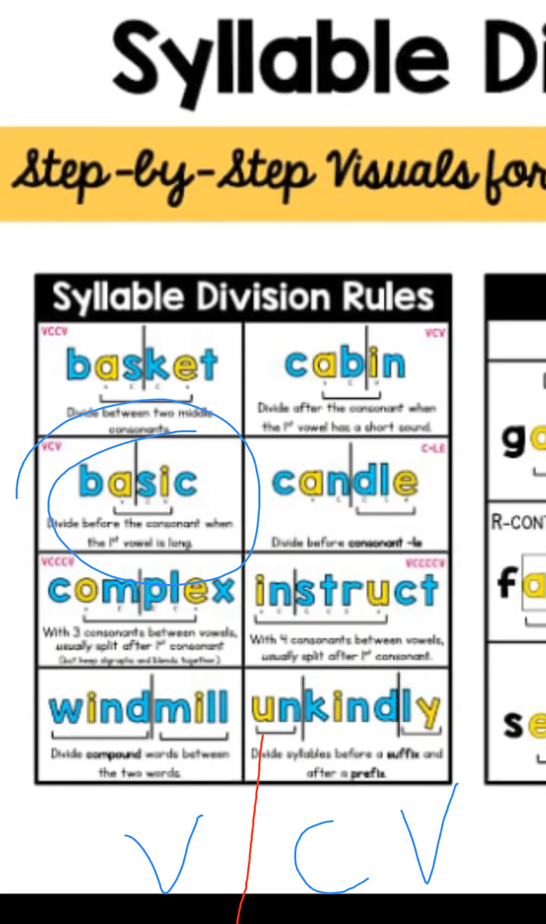In basic, we have only one consonant in between. Why does A sound as a long A? Because it is the word where we say basic. So first you have to listen to the word and then you have to syllabicate accordingly. When you say the word basic, the long A sound is coming.